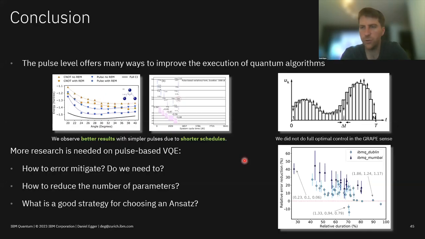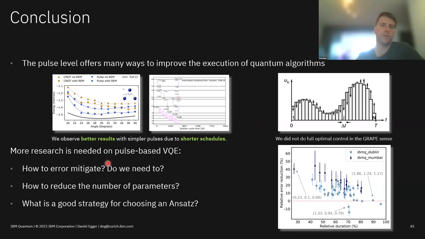And so with this, I'll conclude, and hopefully this leaves a bit of time for some questions. But I think the main point here is that the pulse level allows us to improve on quantum algorithms in many different ways, either by pulse-efficient transpilation or using this pulse-based VQE. And in the case of the pulse-based VQE, we were able to observe better results with shorter schedules. One thing to point out also is that we did not do the full optimal control version that, for instance, GRAPE would do by, let's say, time slicing every pixel and trying to optimize that.